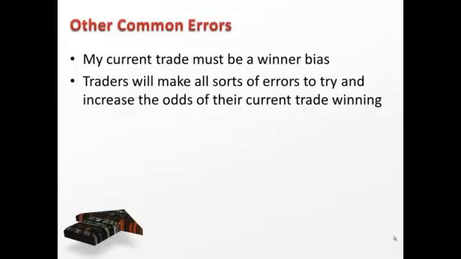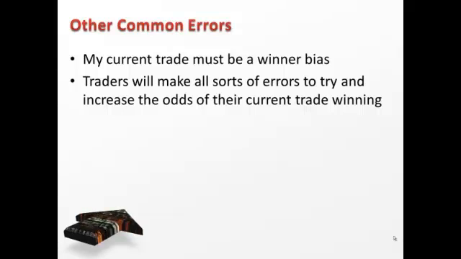And traders will make all sorts of errors trying to increase the odds that their current trade will be a winning one. They'll do things such as get out of winners at a profit, because they figure if they don't get out now at a profit, it may turn into a loser. So that's one way to assure themselves that their current trade's a winner. Just get out of it with a profit. And of course, if you're in a good trend following system that lets profits run, you could be making a huge mistake by doing that. You might get out at $1,000 profit only to see the thing turn into a $25,000 winner.